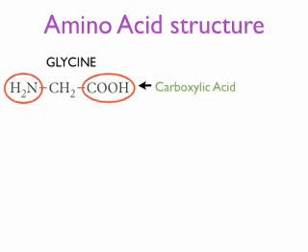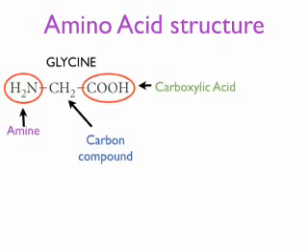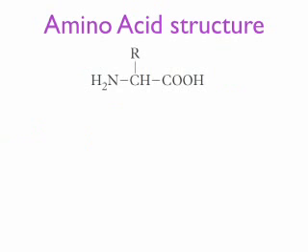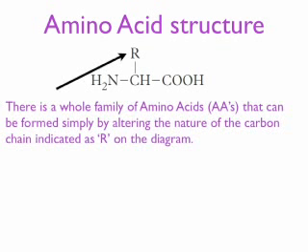There's your carboxylic acid. Here's your amine. There's a central carbon compound. This is an amino acid structure. Glycine is the simplest. We can represent further amino acids by using the R tail on that centralized carbon. Note now that there is only one hydrogen atom bonded to the central carbon, leaving one area of bonding available for the R group to attach.